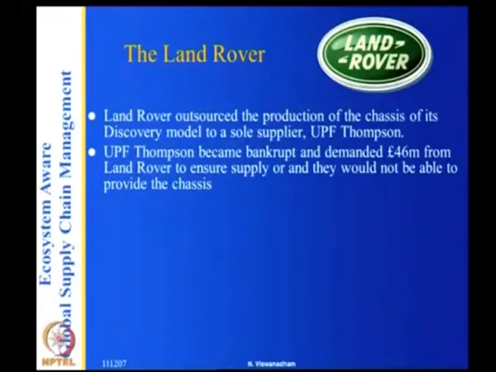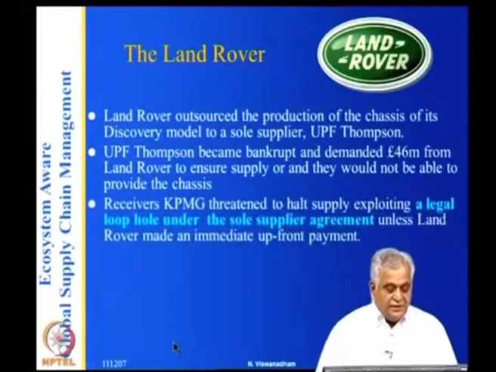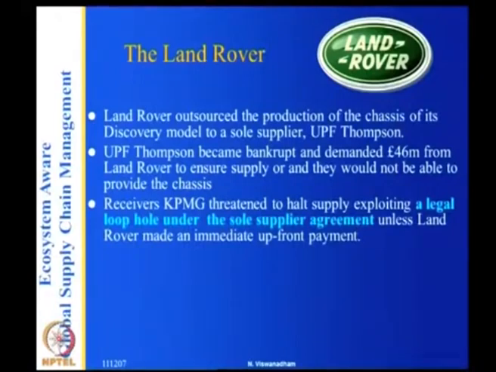So UPS Thomson demanded $46 million from Land Rover to ensure the supply, or they would not provide the chassis, and they are giving the option that you can source it from somewhere else. But if you want us to do it, we have the capabilities, but we have become bankrupt. We have people, we have the talent, we have the equipment, but we need money. If you give $46 million, then we can supply. Then KPMG was the receiver that threatened to halt supply, exploiting a legal loophole under the sole supplier agreement, unless Land Rover made an immediate upfront payment.